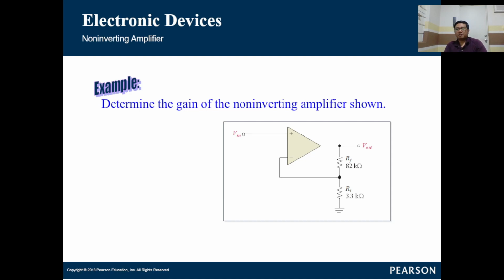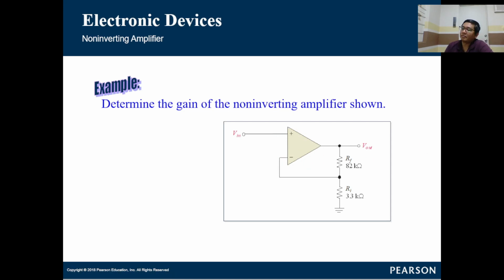So let's have an example for the non-inverting amplifier. We have here an RF of 82 kilo ohms, an RI of 3.3 kilo ohms, and then the input voltage is applied to your non-inverting input. That's why it's called a non-inverting amplifier. Kasi nga yung input natin ay nakarekta sa non-inverting input or plus input. Kapag ang input natin ay in-apply natin dito sa ating inverting input, ang tawag na doon ay inverting amplifier.